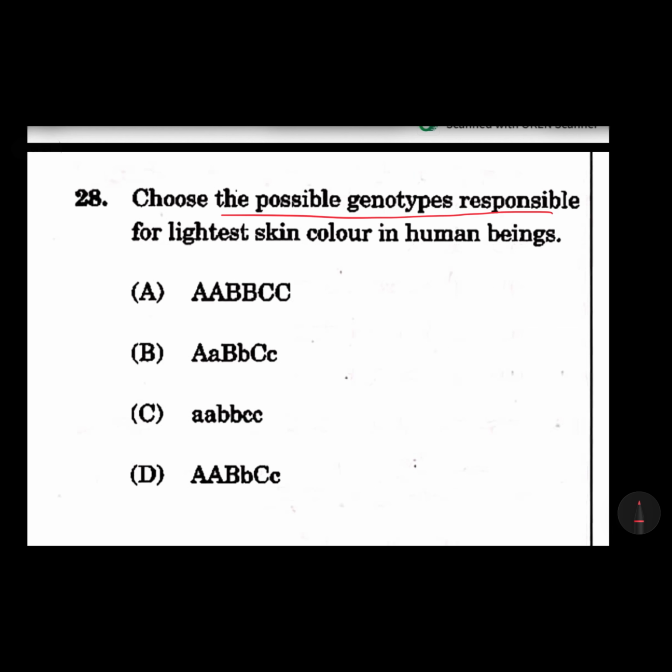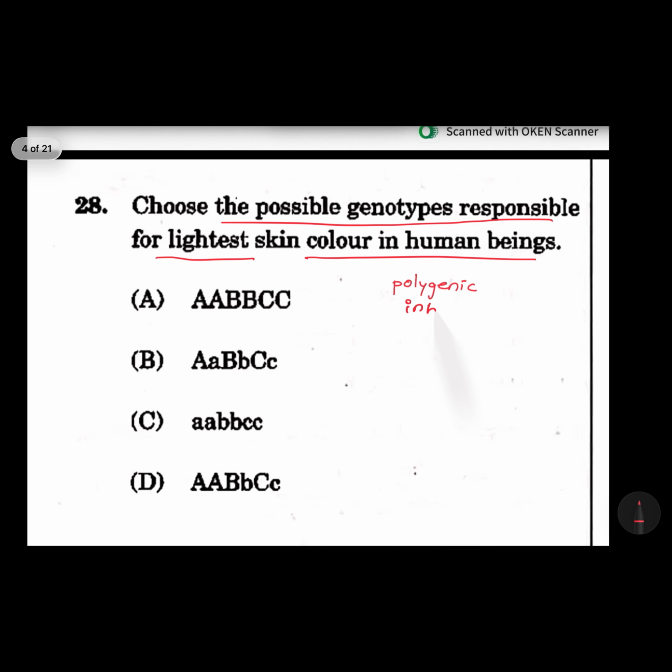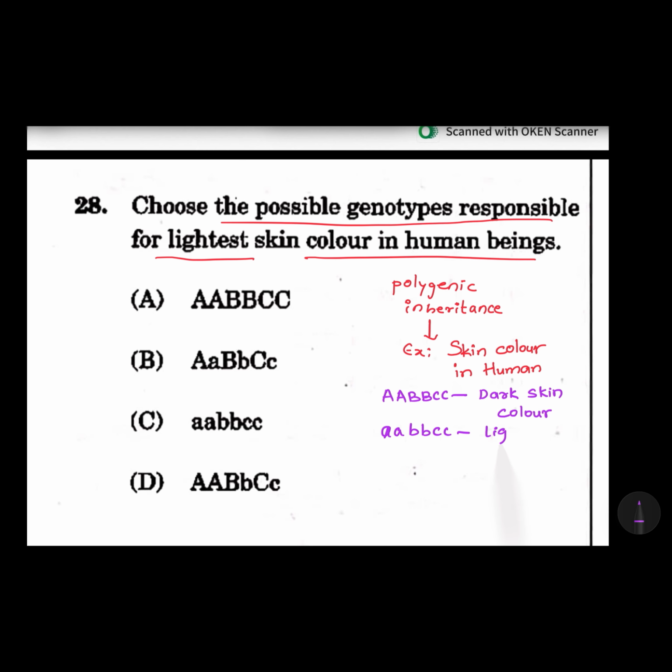Next question: choose the possible genotypes responsible for lightest skin color in human beings. Skin color in human is an example of polygenic inheritance, where more than 2 genes will decide the trait, that is skin color in human beings, where capital ABC will give the dark skin color in humans, whereas small abc will give a light skin color, whereas intermediate capital A, small a, capital B, small b, capital C, small c will give the intermediate color. So answer for this one will be C.